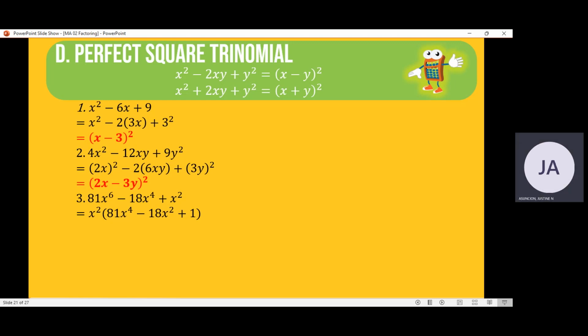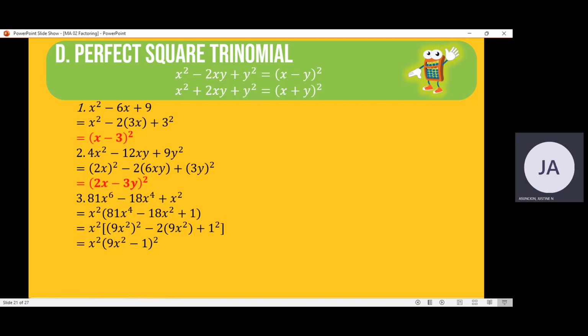Now we can use the perfect square trinomial. 81x^4 can be expressed as (9x squared) squared. 18x squared can be expressed as 2 times 9x squared times 1. And 1 can be expressed as 1 squared. If that's the case, we'll have x squared times the quantity (9x squared minus 1) squared.